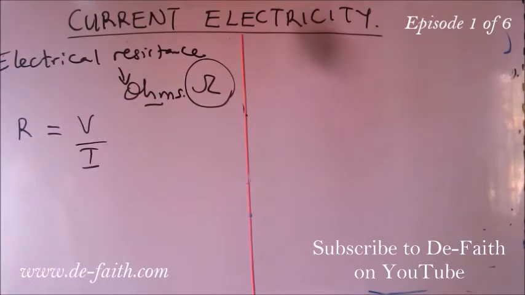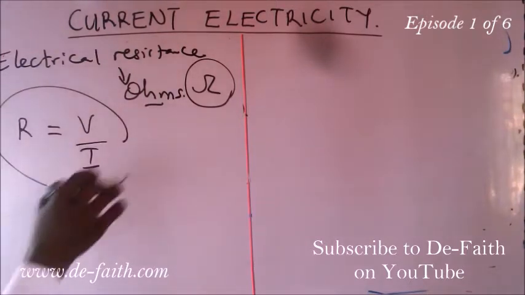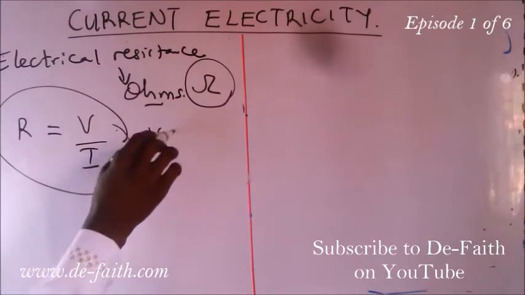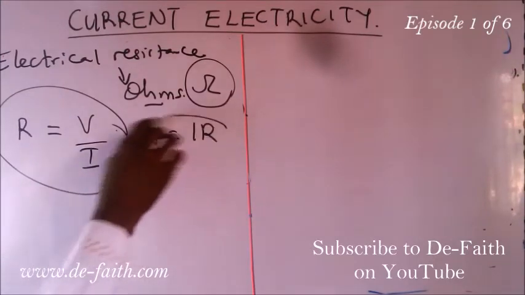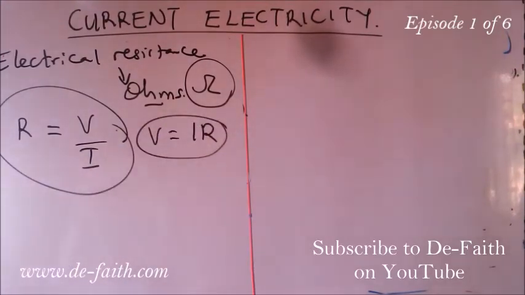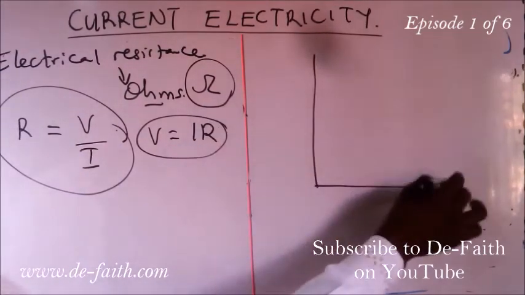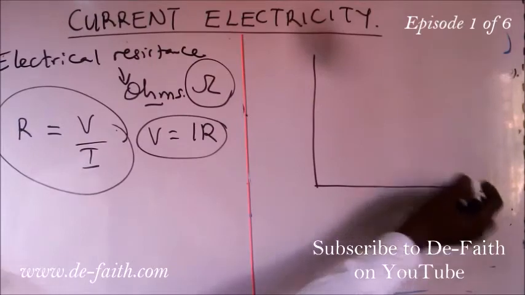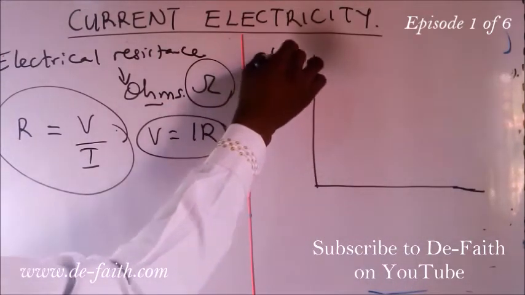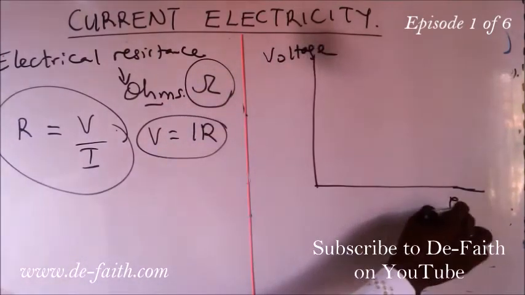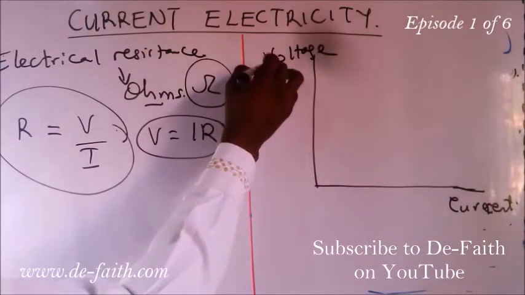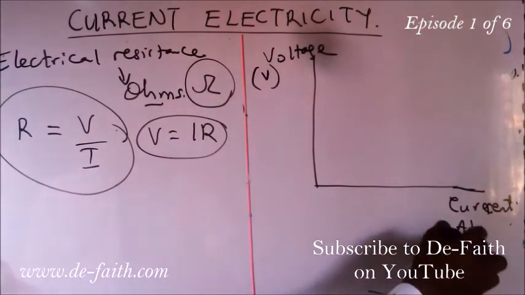Resistance is the ratio of the potential difference across the conductor to the current flowing through it, which is R equals V over I. And this particular equation is going to be very, very important in solving our questions under electricity. And with this, a graph can be plotted in which we plot voltage against current, where V is in volts and current is in amperes.